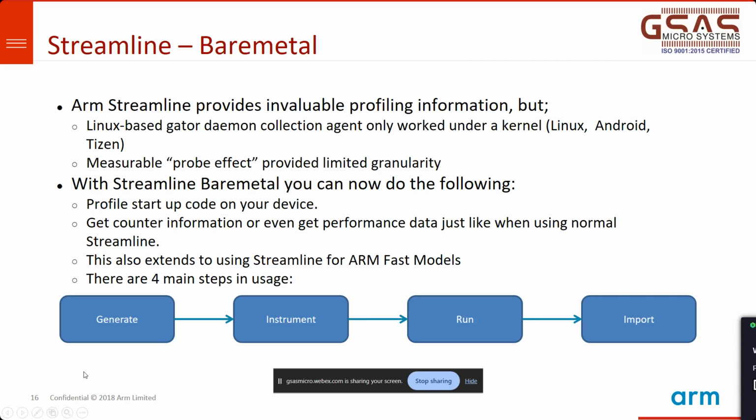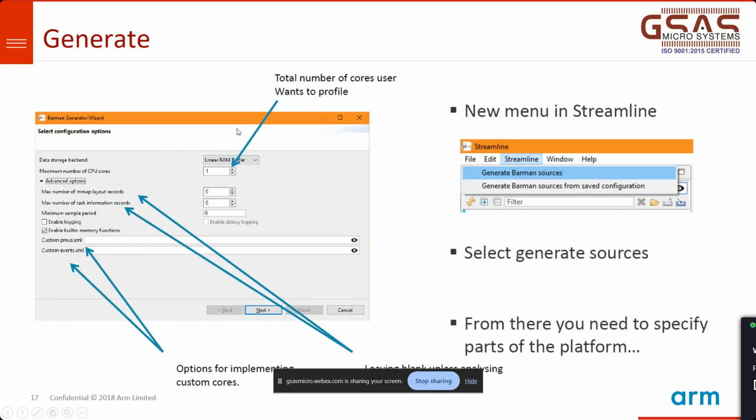So we have to include the agent as part of our C source code, correct? Because there is no OS there. So the agent has to be part of your C source code. So first we will generate, instrument, run and import. So what is generate? First we will generate the agent. Barman we call it, this is an agent for bare metal applications.